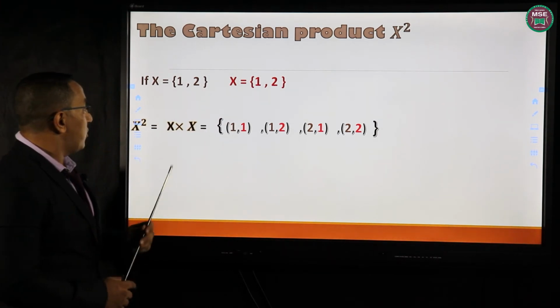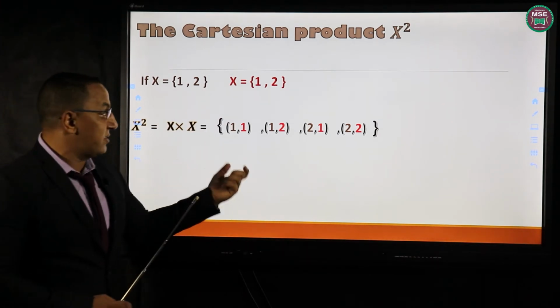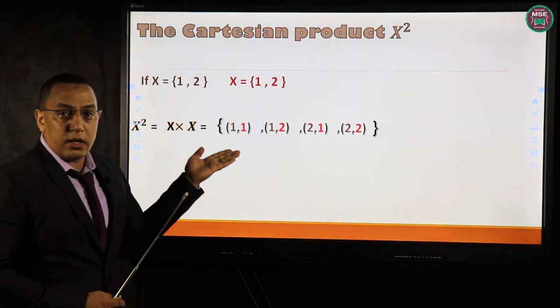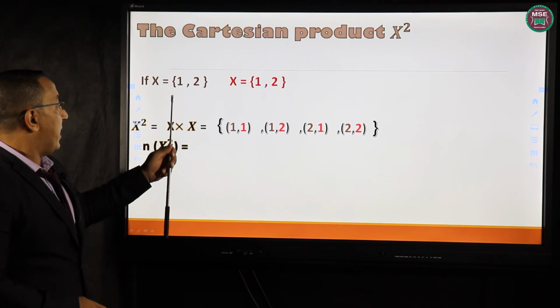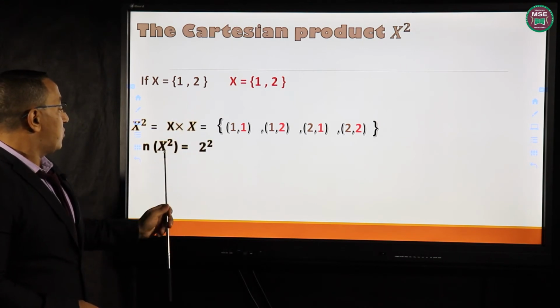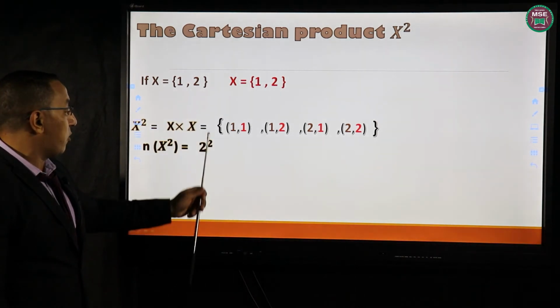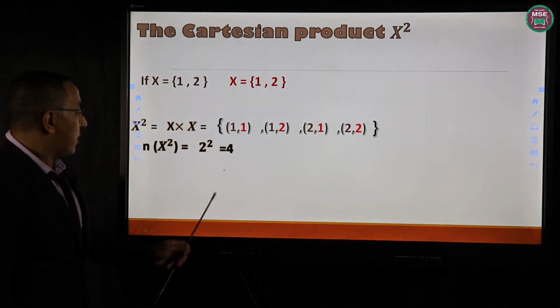Now to evaluate the number of elements without doing the distribution, here n(X) equals 2 elements, so n(X²) equals 2 power 2, which equals 4, like this.